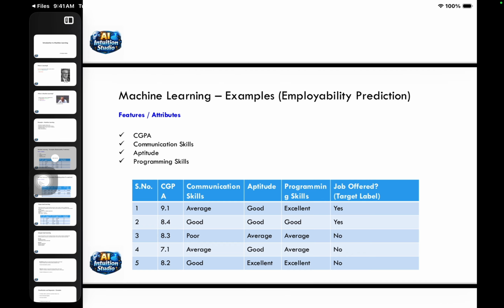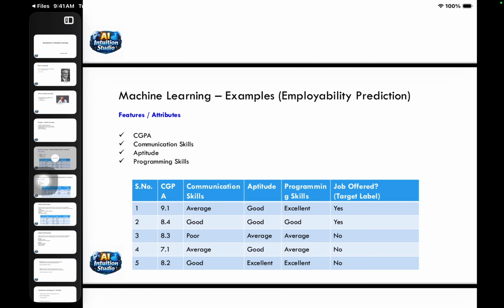So we break this problem into smaller quantitative parts: academic performance, communication ability, logical thinking, and coding skills. Each of this information is called a feature. In employability prediction, features such as CGPA, communication skill, aptitude, and programming skills are used.